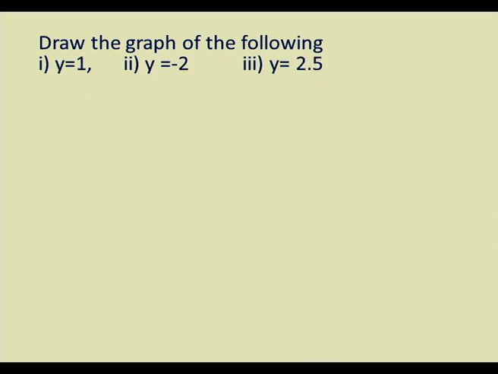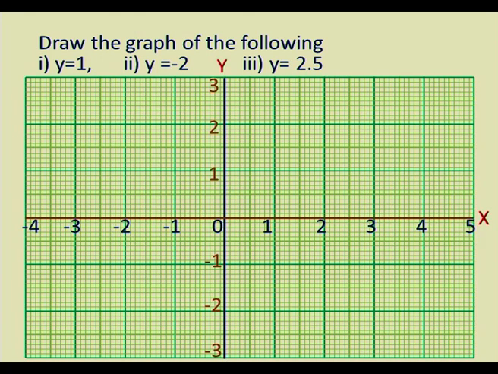Now, draw the graph of the following: y is equal to 1, y is equal to -2, y is equal to 2.5 in this graph. Again same graph. Now, y is equal to 1. Where is 1 here? On the y axis, which is the vertical one. I am going to draw a line which is parallel to x axis. This is called y is equal to 1.